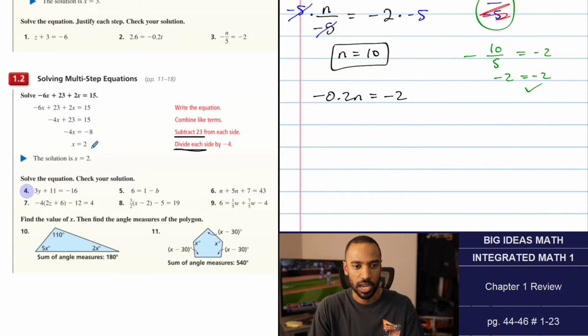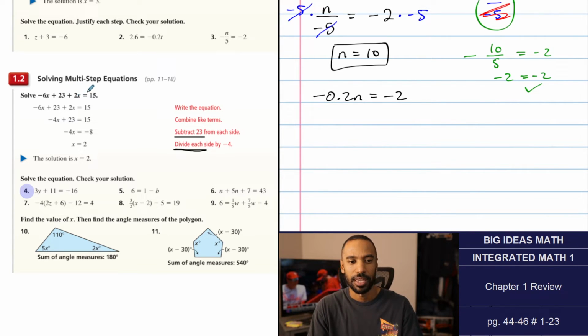Now they're going to ask us to check our solutions. We can check their solution as well. -6 times 2 is -12. -12 plus 23, 23 minus 12 is 11. 11 plus 4, 2 times 2, equals 15. And that seems to pan out.